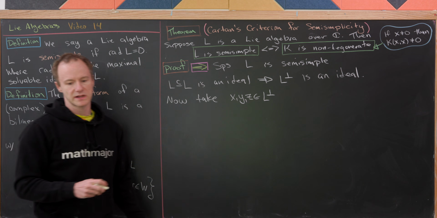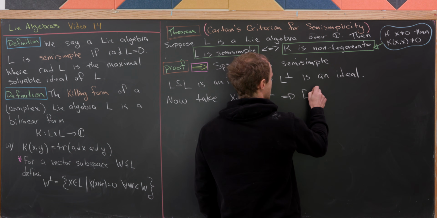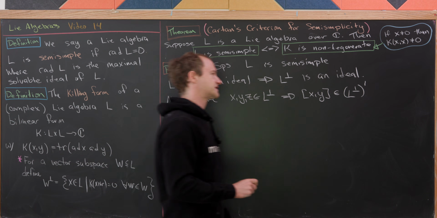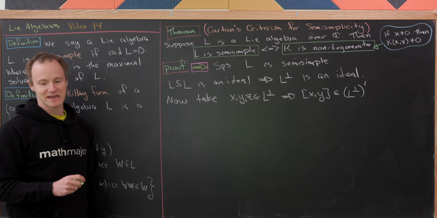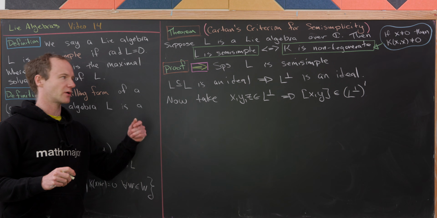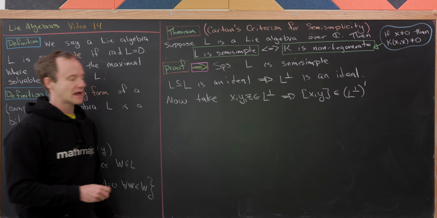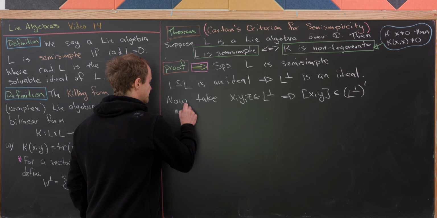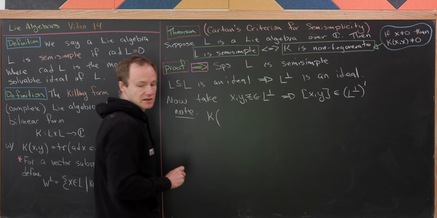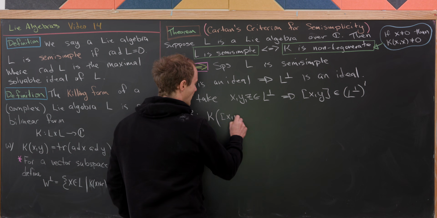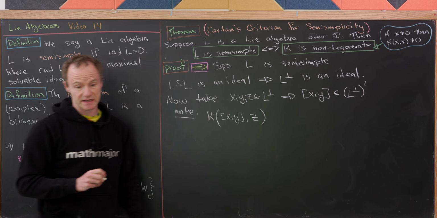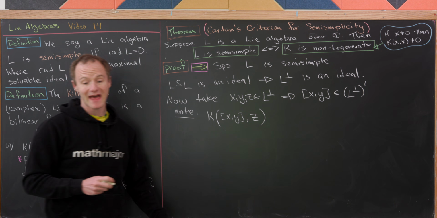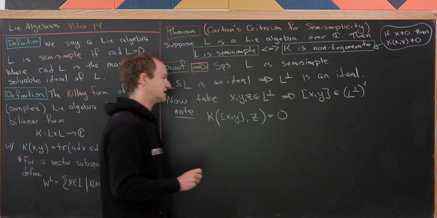Okay, well, now let's observe the following. Notice that the bracket of x with y is going to be in the derived subalgebra of L perp, just by the definition of the derived subalgebra. So that's going to be L perp prime. Now let's do the final calculation for this direction. Let's do kappa of the bracket of x with y, with z. But now, what do we know about that? Well, we know that in fact has to be equal to 0.